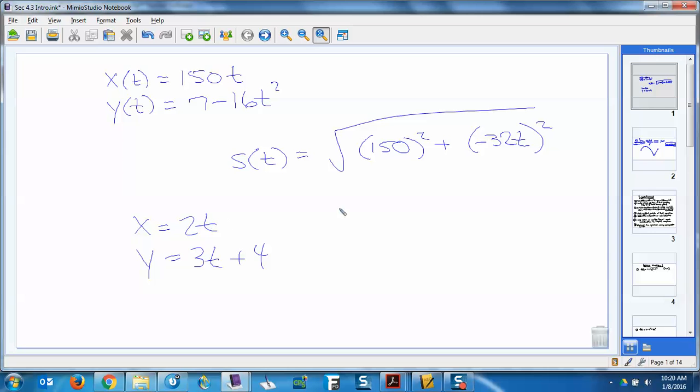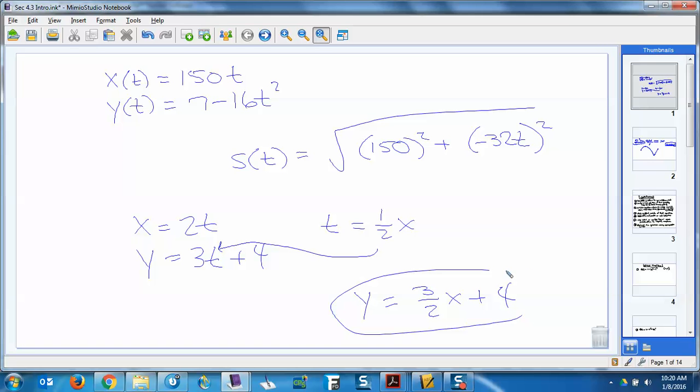We want to solve this one for t, so we get t equals 1/2 x, and then plug that into there. So you have y equals maybe 3/2 x, I guess, plus 4, and that would be the path, that would be the graph. That's what this picture would look like, but you were just supposed to graph that. So make sure you can do that in the first couple problems. You're supposed to be able to graph it, draw a sketch.